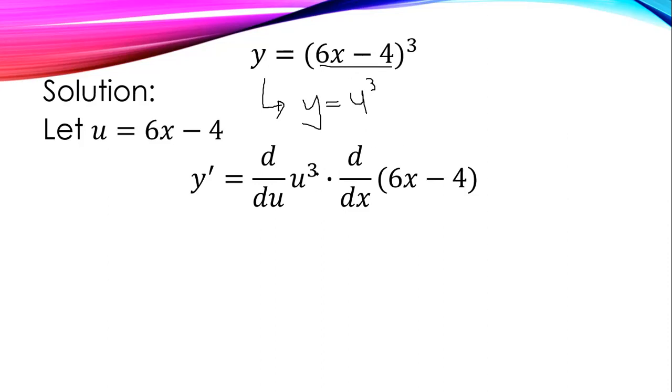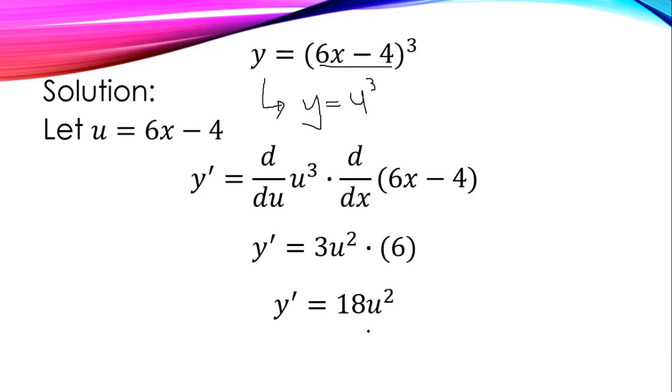To solve for the derivative of u cubed, we have to put down the exponent 3 and then subtract 1 from it. So magiging 3, and then 3 minus 1 is equal to 2, kaya magiging 3u squared. The derivative of 6x minus 4 is equal to 6. And 3u squared multiplied by 6 is equal to 18u squared. Wait, ano bang meaning ng u?